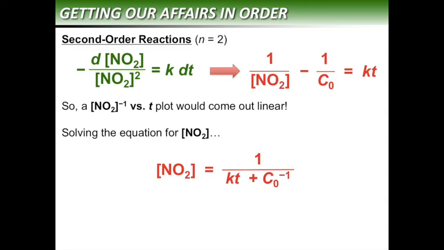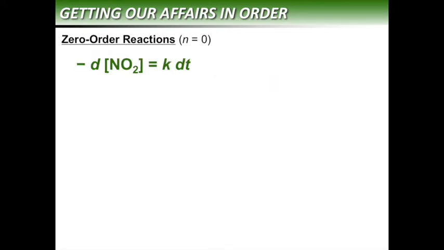Similarly, you'll notice that the NO2 reciprocal versus time plot is going to be the only one where KT actually comes out without a negative sign in front of it. You would expect that the reciprocal of my concentration should get bigger as time goes on, because the actual concentration is getting smaller. We'll go ahead and finish this up now for zero order reactions.